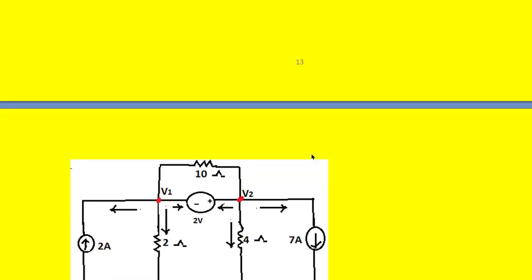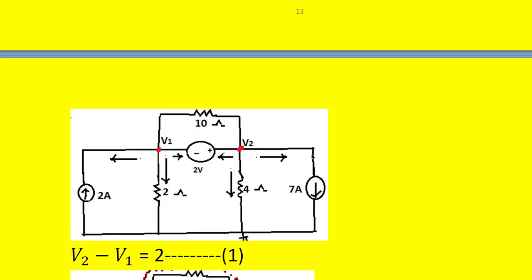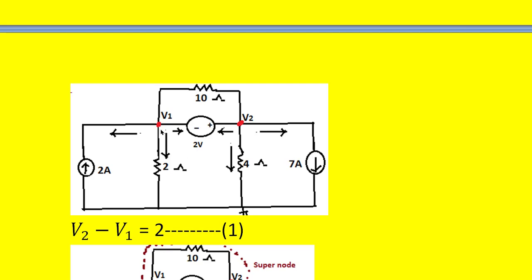So what is the first step? Identifying the number of nodes. That is already over. That is 3 nodes. This is 1, 2, this is 3. This is called the reference node. These are the non-reference nodes. And the non-reference voltages are called V1 and V2.